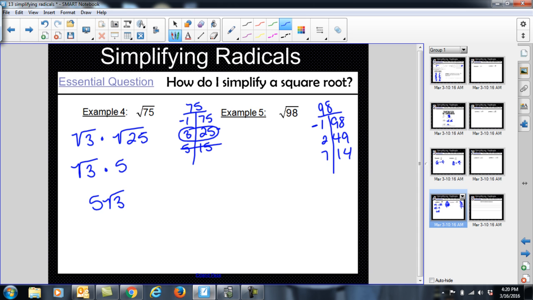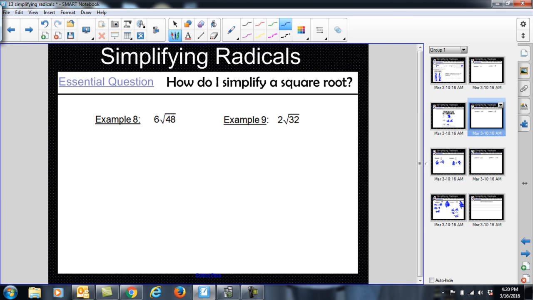So 1 is a perfect square, 2 is not, 7 is not, 98 is not, 49 is, 14 is not. So this pair doesn't work, and this one contains the largest perfect square, so it's the one I want to use. So I'm going to split this into the square root of 2 times the square root of 49. So this becomes the square root of 2 times 7. So I just write it as 7 square roots of 2 for my answer.